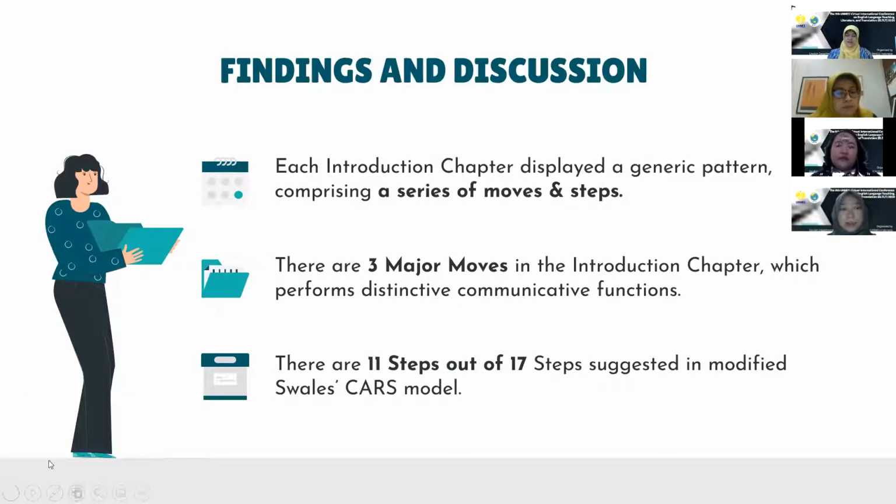Yeah, thank you, Bu Alif, for the time. Now in findings and discussion, we come up with three main findings. The first one is that each introduction chapter displayed a generic pattern comprising a series of moves and steps. Then there are three major moves in the introduction chapter, which perform distinctive communicative functions. And there are 11 steps out of the 17 steps suggested in the modified Swales CARS model. Next, Bu Alif.